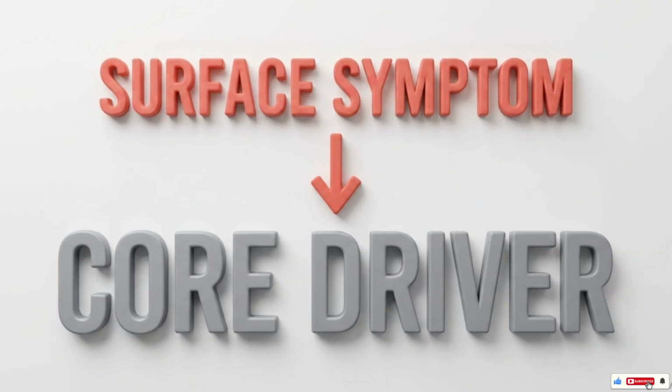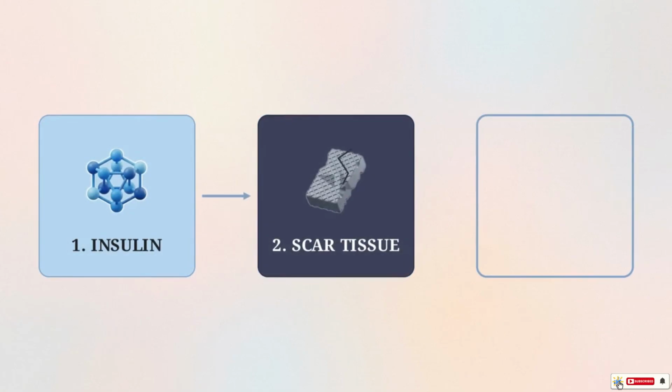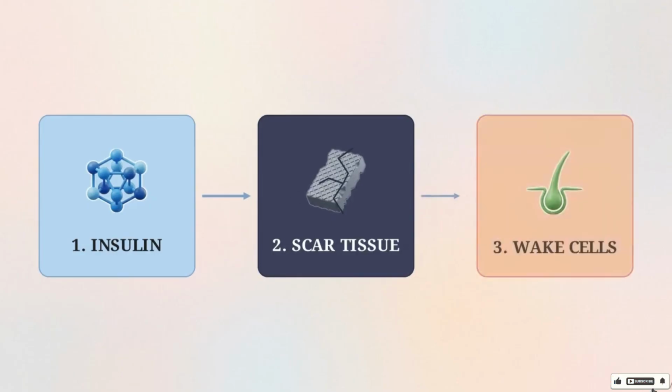It is the result of chronic scalp inflammation, a condition driven by an upstream metabolic factor, insulin resistance. This video outlines a specific 3-step protocol to address insulin resistance, break down the physical scar tissue, and provide the conditions necessary for dormant stem cells to wake up.